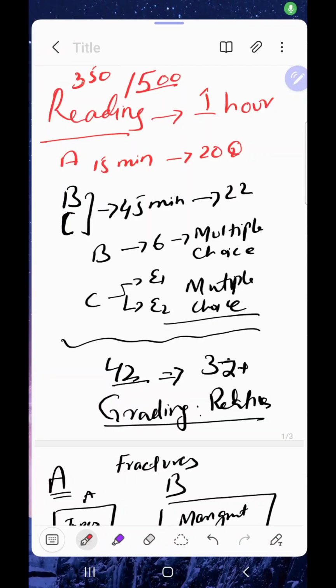So today we are going to discuss in class about the reading. The passing mark for the reading is 350 out of 500. This is the total number of score. So you have one complete hour for the reading.